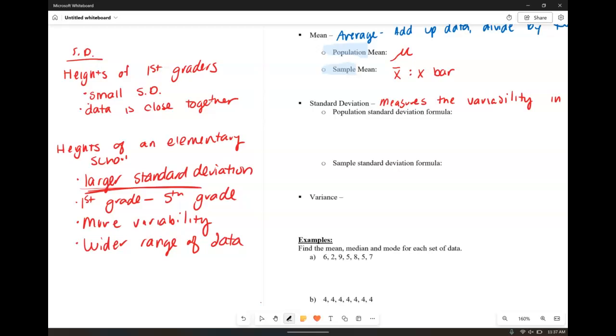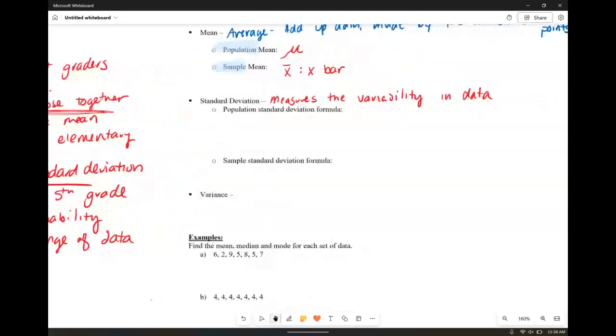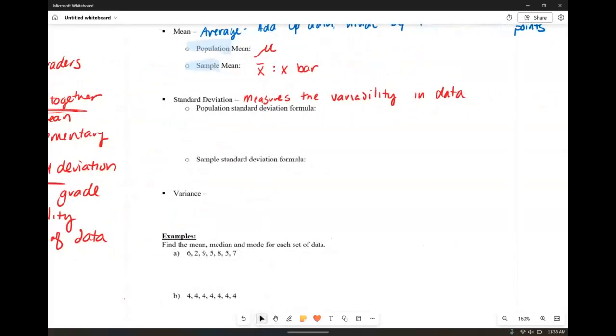Okay, small standard deviation has data that's close together or close to the mean. Okay, so that's kind of what that means. Standard deviation allows us to measure how spread out our data is. All right, so the formula for standard deviation is a little crazy looking, but we're going to work through it together. Okay. All right, so the population standard deviation formula looks like this.